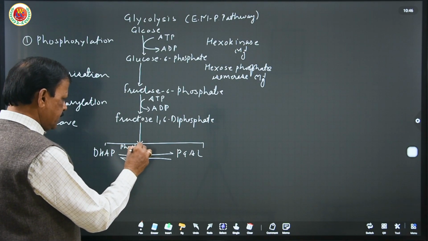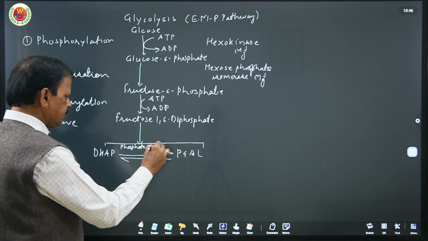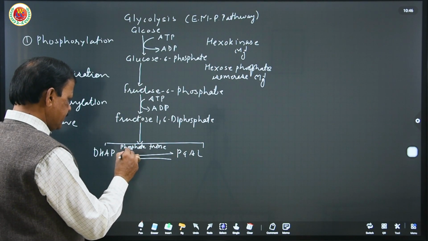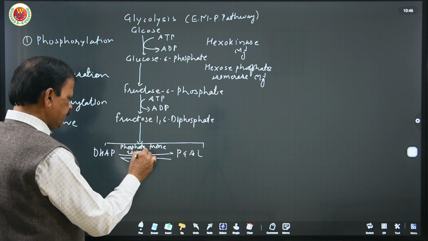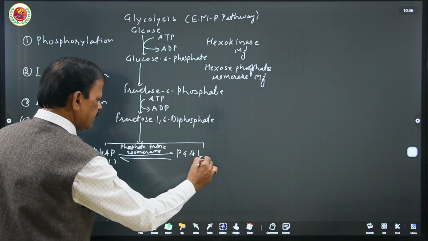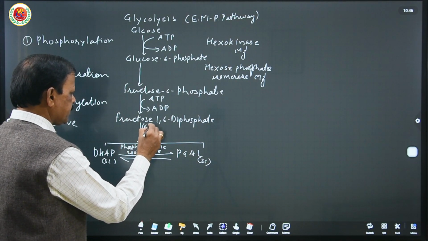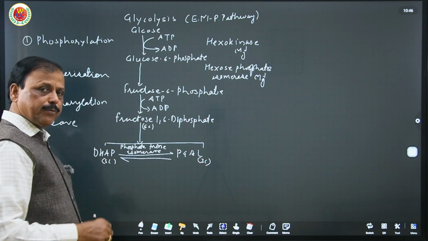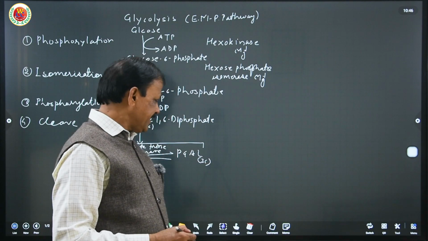Phosphate triose isomerase. So they are interconvertible. Both are 3 carbon compounds. Hence this 6 carbon compound splits into 3 carbon compounds, one molecule of DHAP and one molecule of PGAL.